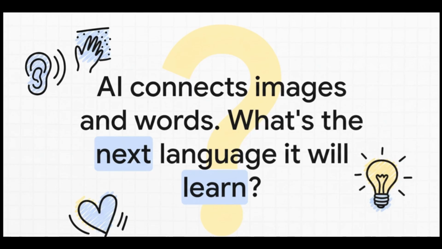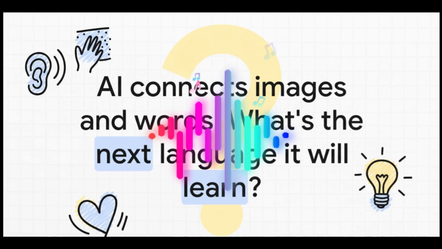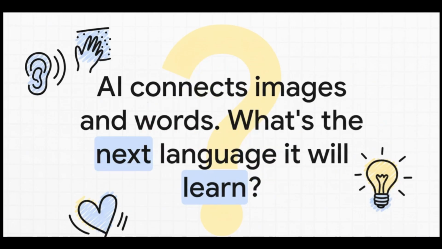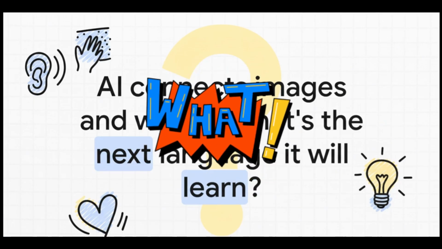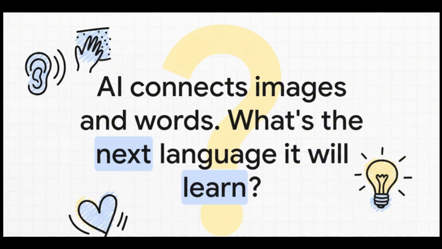So this all leaves us with a pretty fascinating thought to chew on. We've managed to teach a machine the language that connects our sense of sight with our words. So what's next? What about the language of sound, or touch, or even more abstract ideas like emotion or intent? What we're seeing here isn't just another step forward. It's like we've opened a door to a whole new era of what AI can be.